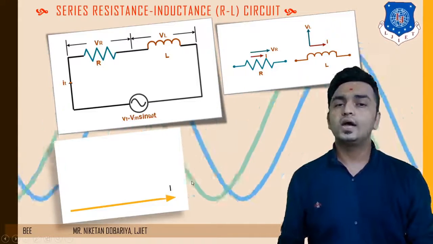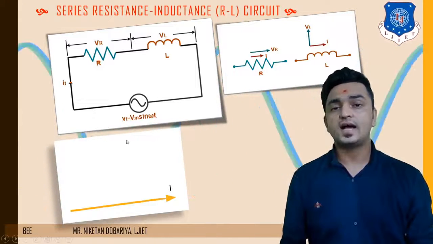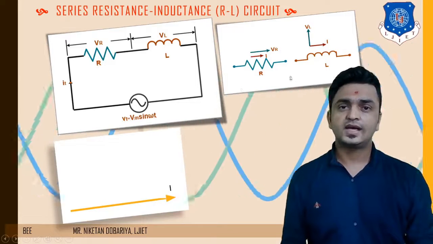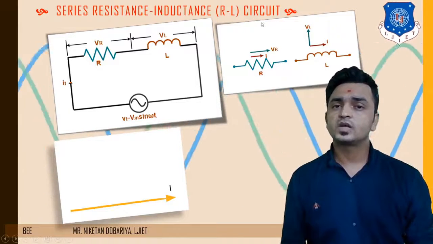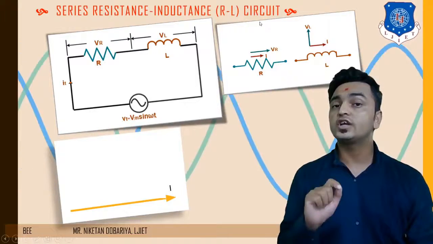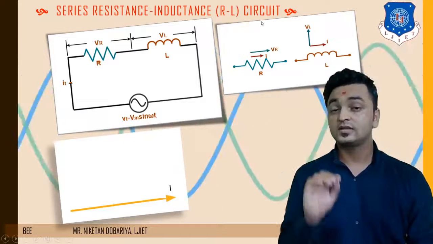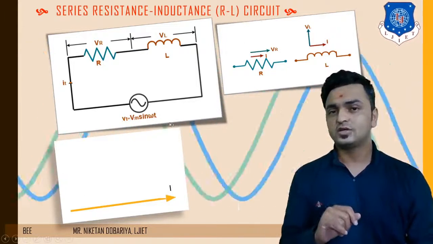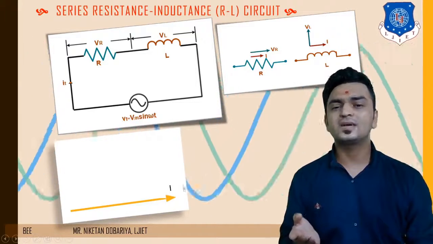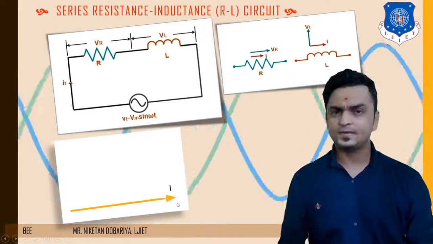Now I want to plot VR, the voltage across the resistor. As I mentioned, if we consider the current of that particular resistor and the voltage of that particular resistor, they are going to be in the same direction. So the current of this resistor is mentioned by this I.